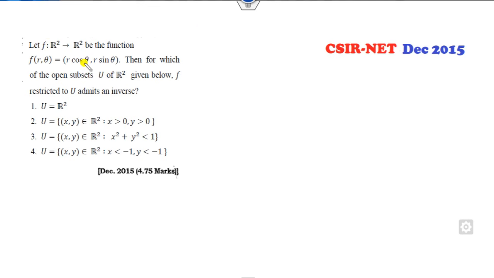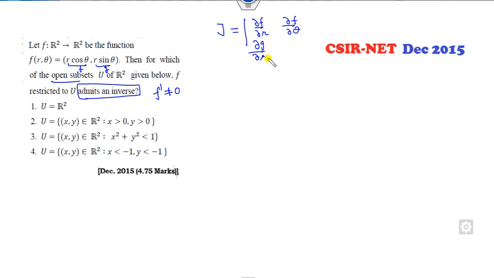Okay, F is a mapping defined here, for which open set does F admit an inverse? Inverse means the derivative should be non-zero, but it has 2 dimensions, so we can find the Jacobian. If I consider this as my F and this as my G, then we have F with respect to R, F with respect to theta, G with respect to R, G with respect to theta. This is the Jacobian and this is a standard transformation.